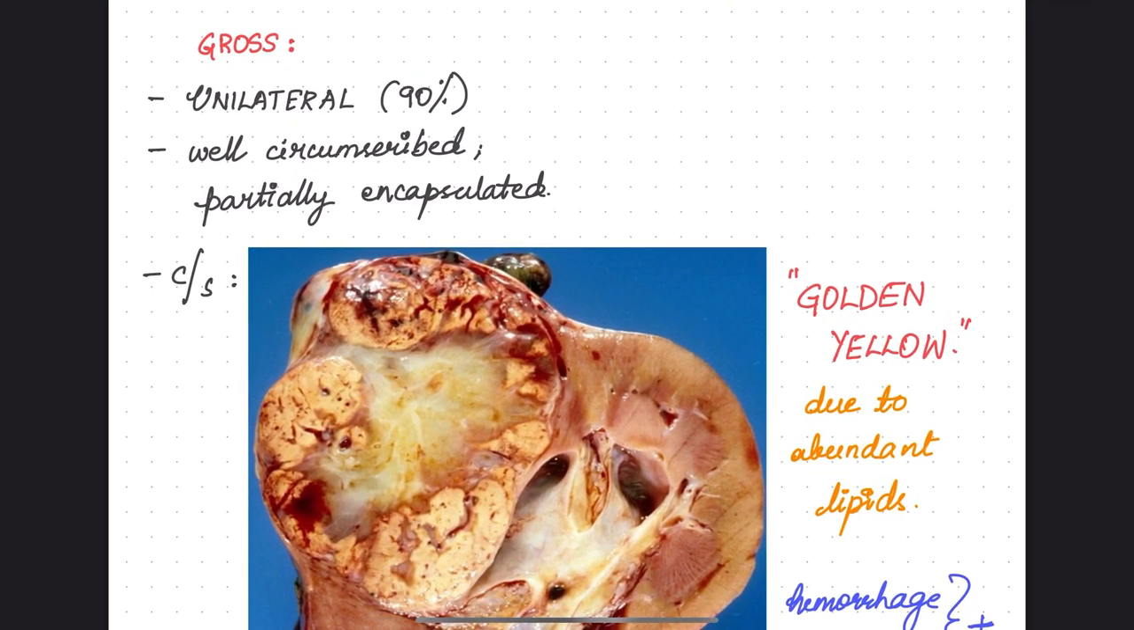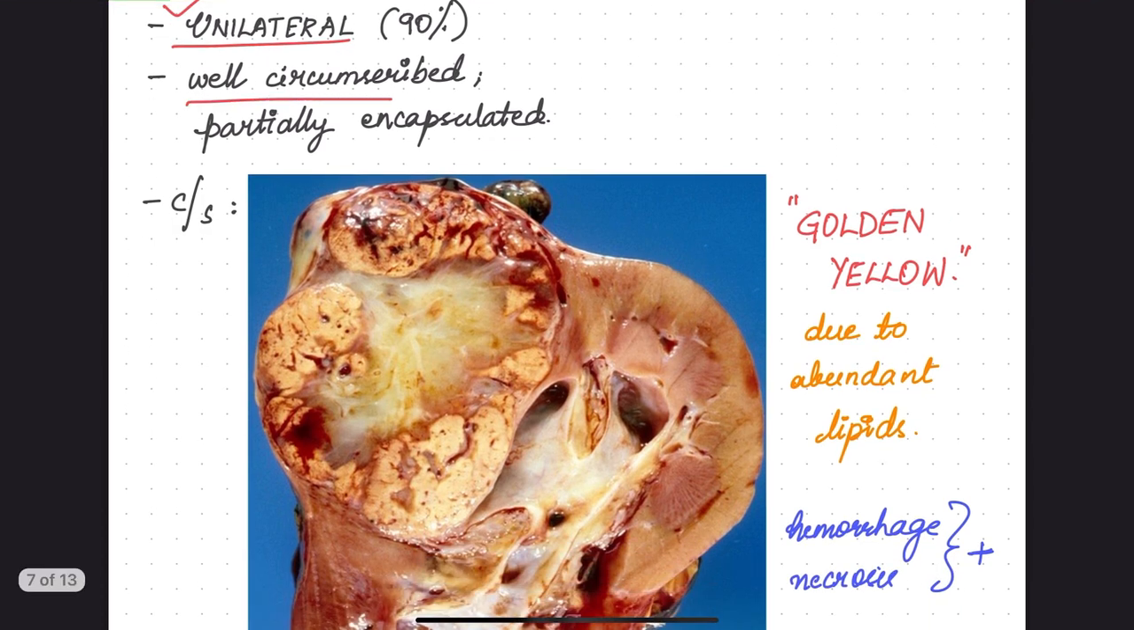Coming to the gross examination of the clear cell variant of the kidney, most of these clear cell variants are unilateral. In 90% of the cases, they are unilateral. They occur in one kidney and they are well circumscribed. See here, you can find the tumor in the upper pole of the kidney, but it is well circumscribed and can be partially encapsulated.